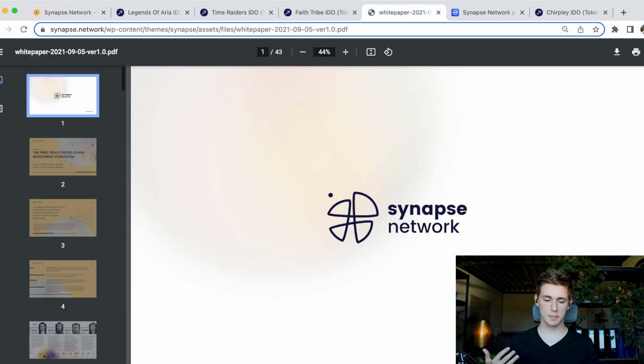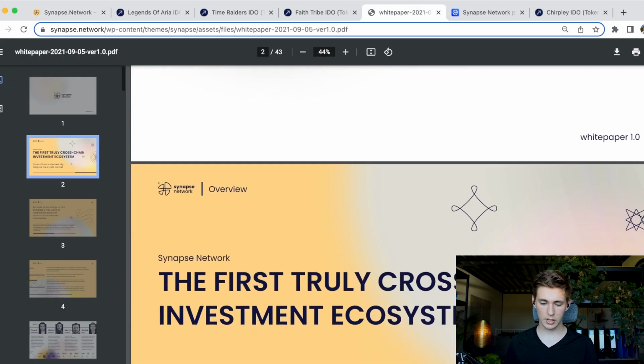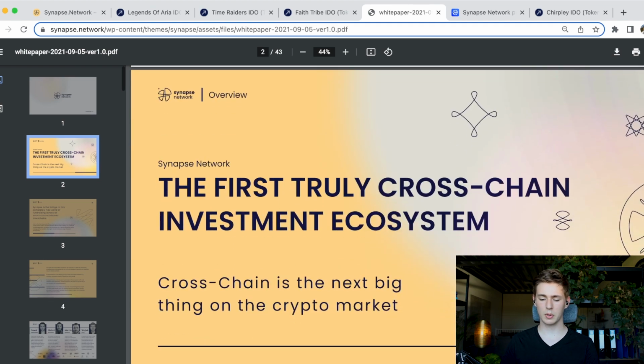Here we see the white paper. It is quite pretty looking and we're just going to breeze through it. We're not going to go too in depth, but I just want to give you guys a good overview of everything that we might have missed and go in a little bit more detail to what Synapse really is. And of course, we're going to have to find the tokenomics somewhere in here.